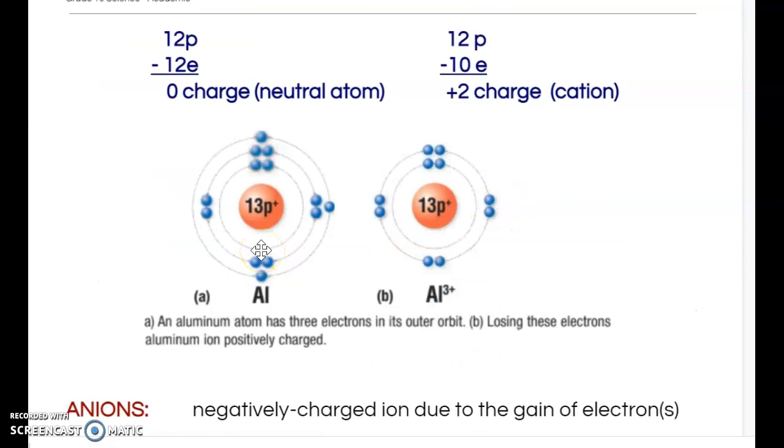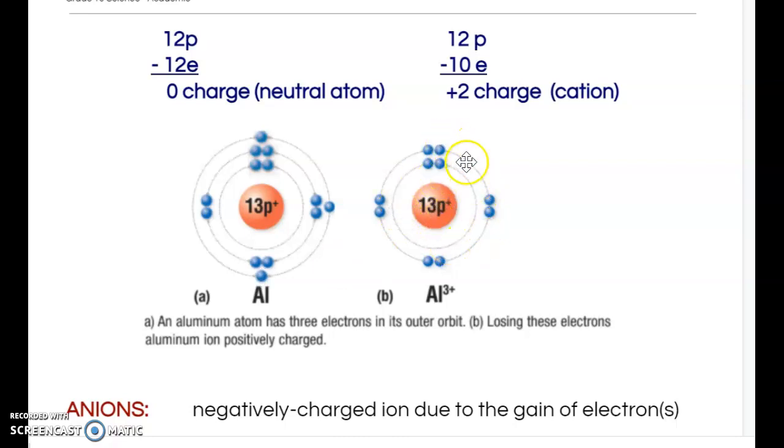Aluminum, which is in group 13, has 1, 2, 3 electrons in its outermost shell. Think about this. Is it easier for aluminum to gain 5 electrons or lose 3 electrons? Remember, aluminum and all atoms want to look like noble gases. They want to have full outer shells. So is it easier to gain 5 electrons or lose 3 electrons? Yes, it's easier to lose 3 electrons than to gain 5 electrons.